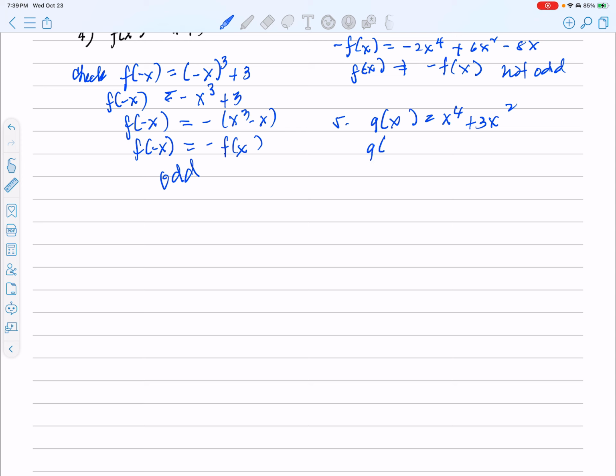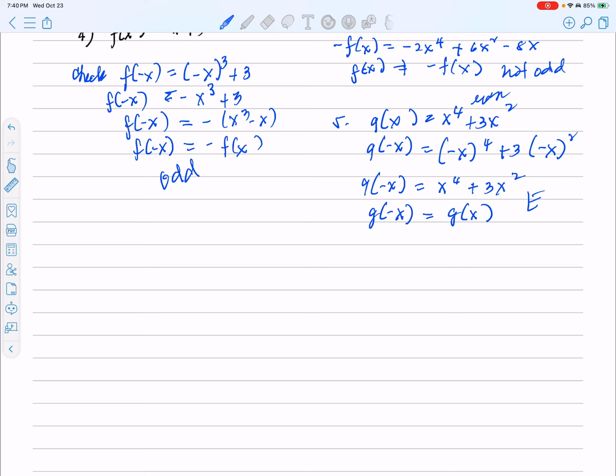If I look at the degree of g, I could tell this is even. So let's check. g of negative x is negative x to the fourth plus 3 times negative x squared. Negative x to the fourth is positive, and negative x squared is positive, so you have 3x squared. That means g of negative x is equal to g of x. That's why this is even.